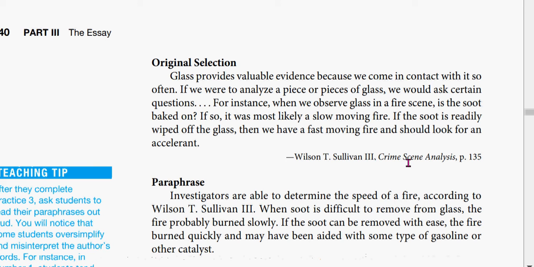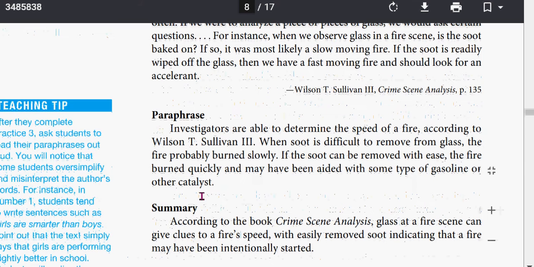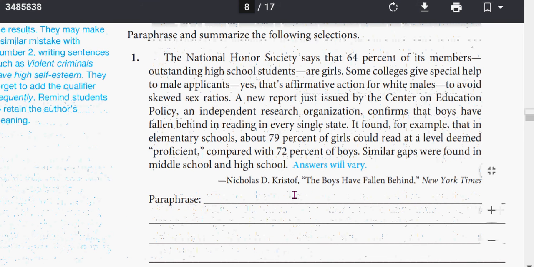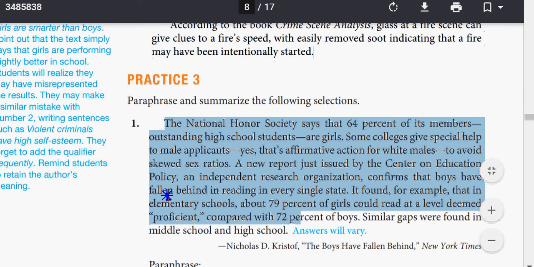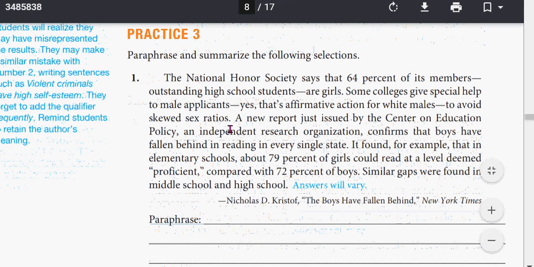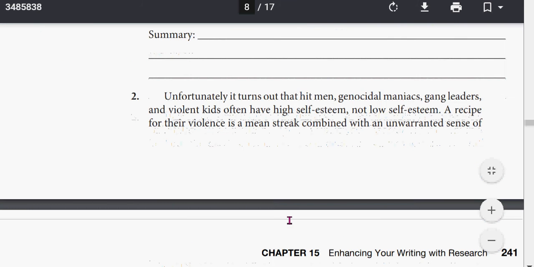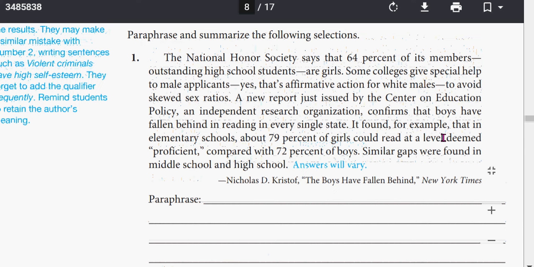So there's some nice practice here. Here's the original, and here is the paraphrase, and now the shorter summary at the end. So I want you to practice this one here. It's about the National Honor Society. You are going to do one paraphrase and one summary here, and the summary will be the short one. And then another practice here, so I'll go back and just briefly explain this one.